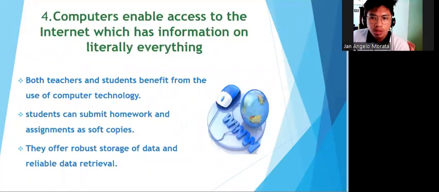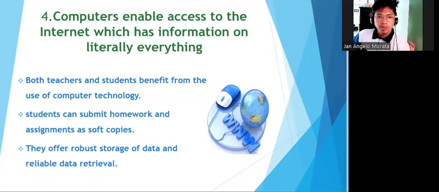Next one, as I've said earlier, computers enable access to the internet which has information on literally everything, sa lahat. Both teachers and students benefit from the use of computer technology using the internet because nandiyan na lahat ng information is based sa discuss natin. Ito na yung result because of effective smooth of teaching and learning process.